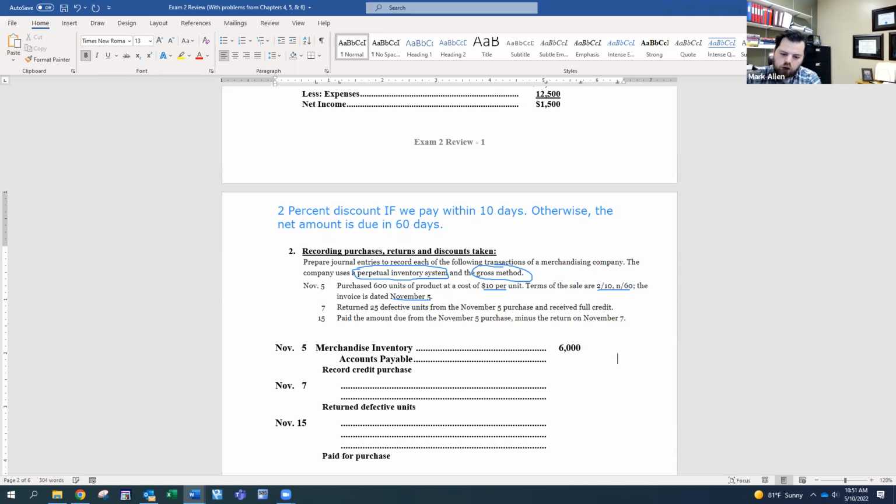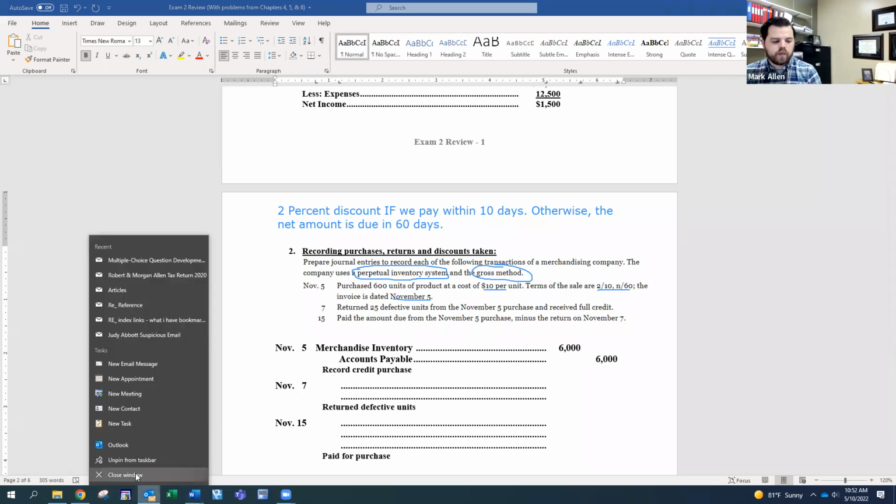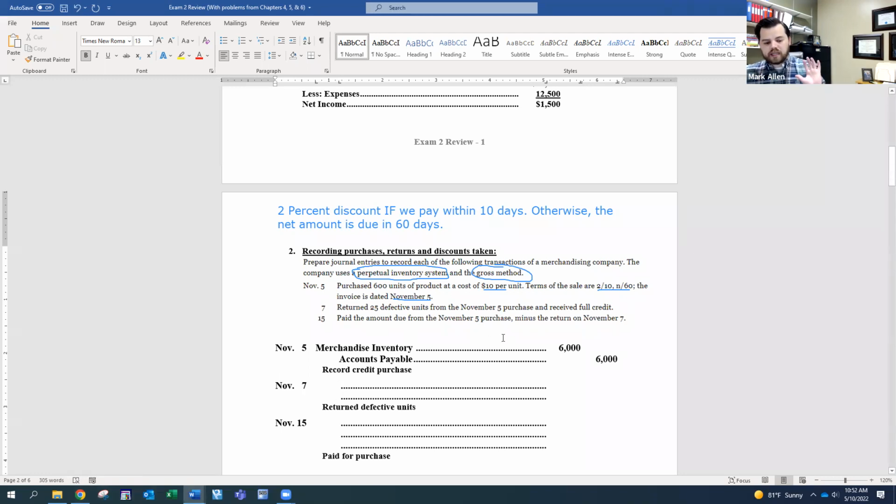Now, the way this works is this is the gross method, which is, like I said, the only one we'll be using, at least at the time of this recording in the class. But what that really means is that we are assuming up front that we are not taking the discount. We're assuming we're going to pay for all of it. And that's why you'll notice the 6,000 is the 600 units times $10 per unit.